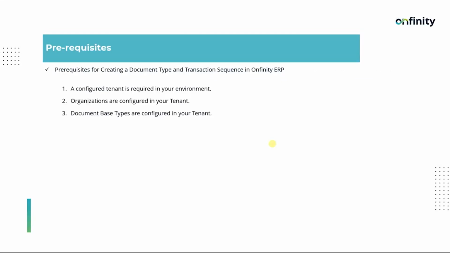The prerequisites for creating a document type and transaction sequence in Onfinity ERP require a configured tenant in your environment. Organizations are configured in your tenant, and document base types are configured in your tenant.